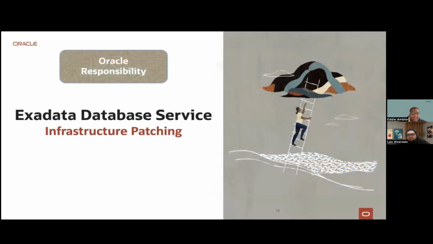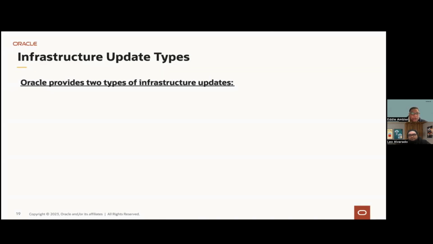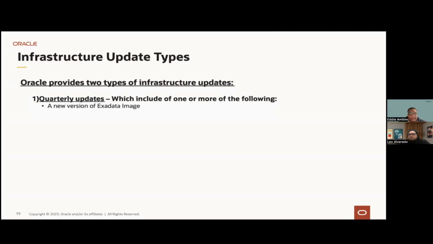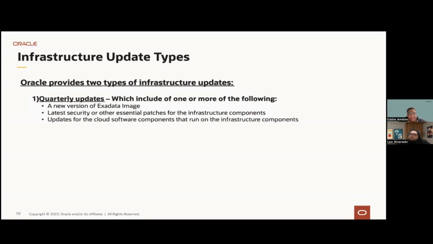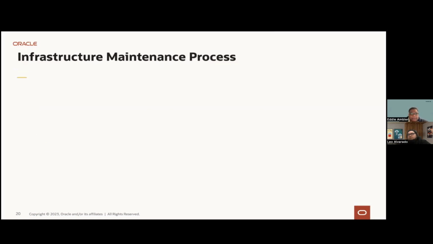So let's, again, dig into infrastructure patching. There are two infrastructure update types. Oracle provides quarterly updates, which include one or more of the following. You can get new versions of the Exadata image, the latest security or other essential patches for the infrastructure components, updates for the cloud software components that run on the infrastructure, and also the monthly critical infrastructure updates. What we're doing here is providing updates for severe vulnerabilities to the infrastructure software with CVSS scores that are greater than 7. And we'll drill into both of these in the upcoming slides.